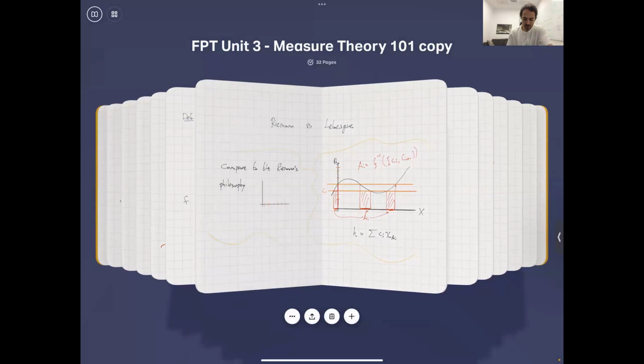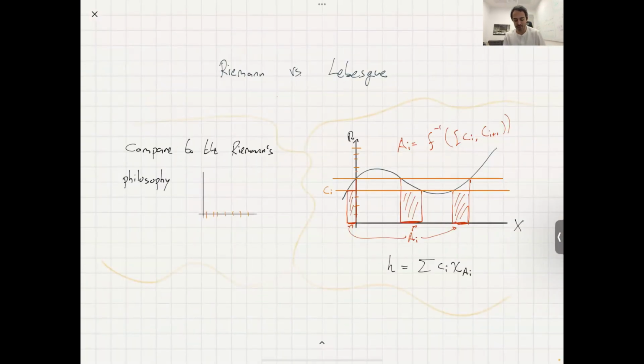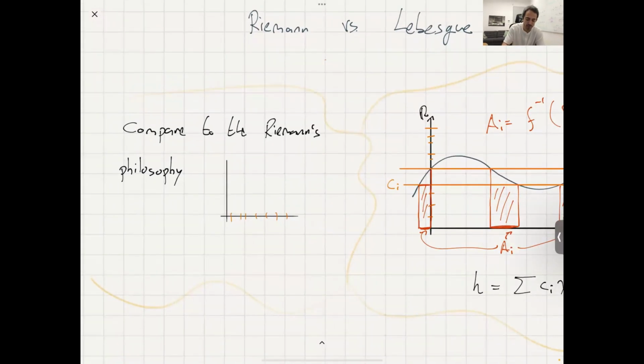So a word about Riemann versus Lebesgue's philosophy about these things. If you remember, it was probably a long time ago, when you talked about Riemann's integrals, you had this curve somewhere. And in order to define the integral, you took finer and finer partitions of the real axis. And then you looked at the corresponding function that goes below and also above the curve.